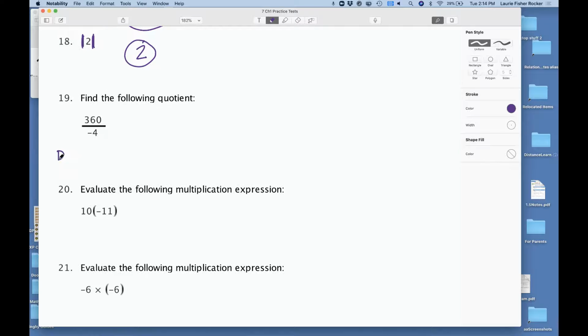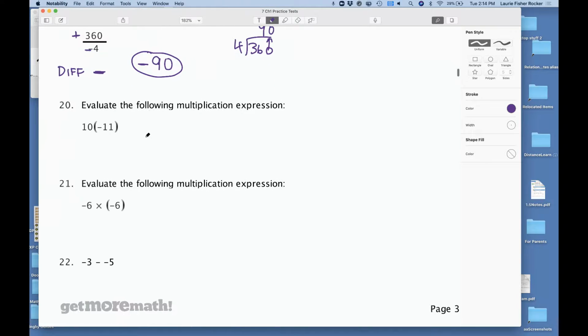Okay, on number 19, it's going to be different sign. So it's going to be negative. So this is positive. This is negative. Different sign, negative. So now I just do 4 into 360. Oh, that's 90. The 0 just comes up, right? 4 goes into 36 9 times if we have an extra 0, so we just tag it up. So it's going to be negative 90 because that difference was negative.